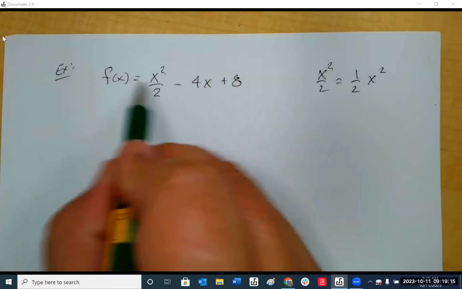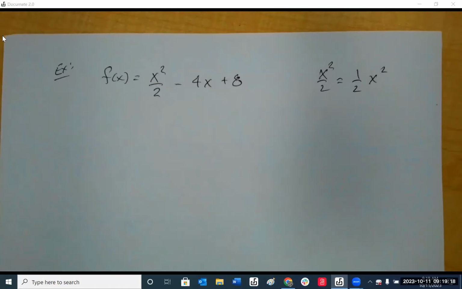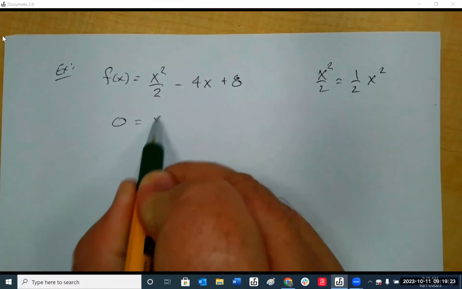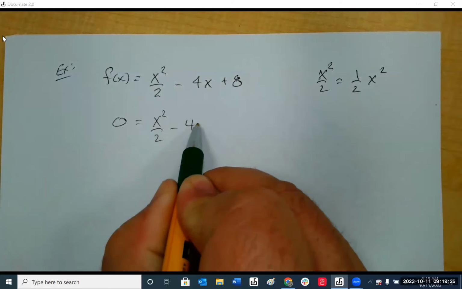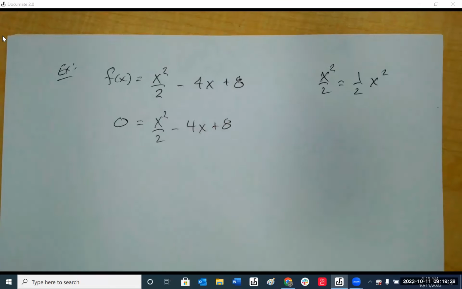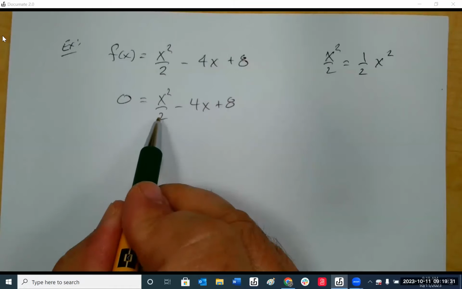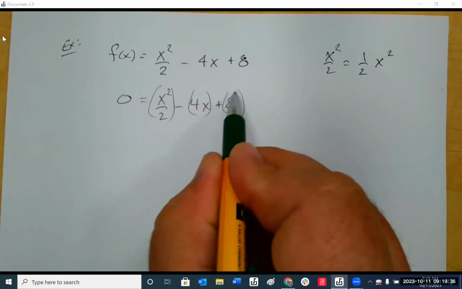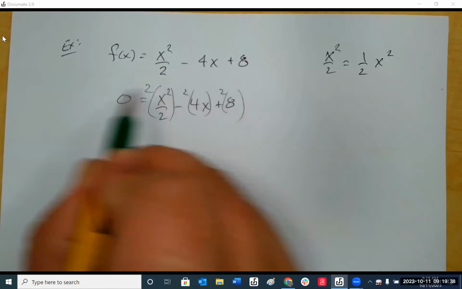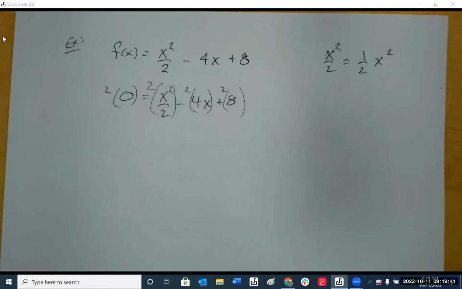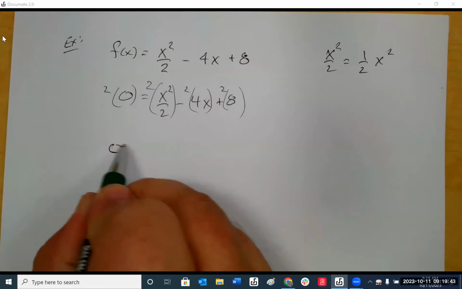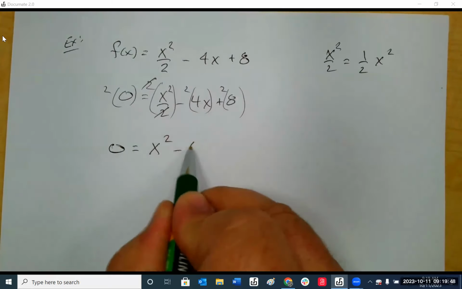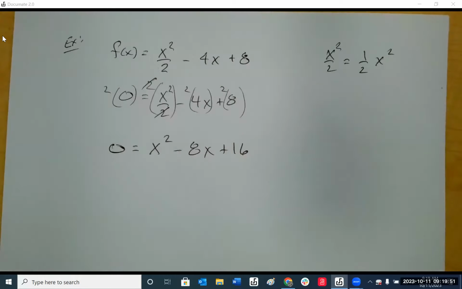When we do this, x squared has to be by itself. So how do we get rid of the 2? Well, we set it equal to 0. How do we get rid of the 2? Multiply every term by 2 on both sides. So the 2's cancel here. So we have x squared minus 8x plus 16.